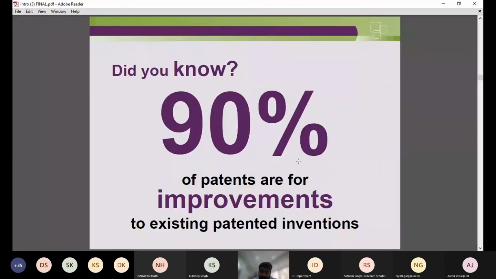That means 90% of the patents being filed in India or abroad are for improvements to existing patented inventions only. I can give you live examples, I have multiple, but the basic example which you all can relate to is your smartphones itself, right? WhatsApp we are using. WhatsApp came into the picture, I think, in 2008 or 9. At that time, WhatsApp and now WhatsApp, there is a huge difference in the technology, right? So many new features have been added.